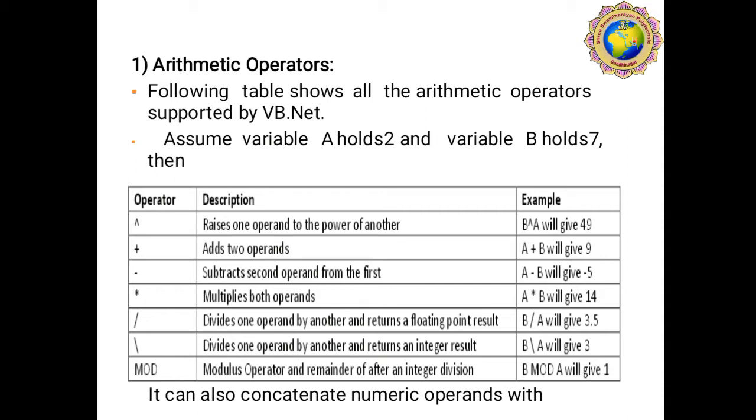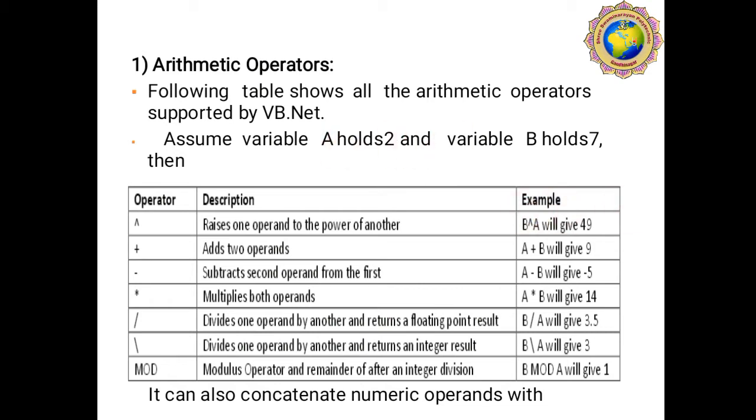So here B exponent A, where B and A are our operands, or we can also say variables. A holds 2 and variable B holds 7, which means 7 raised to 2, meaning 7 into 7, and the answer is 49. Once again, the exponent operator raises one operand to the power of another operand. So B is 7, and 7 exponent 2 means 7 into 7, giving 49.